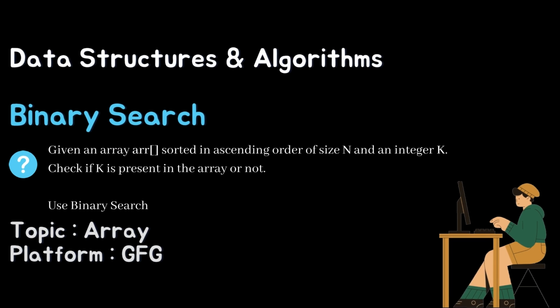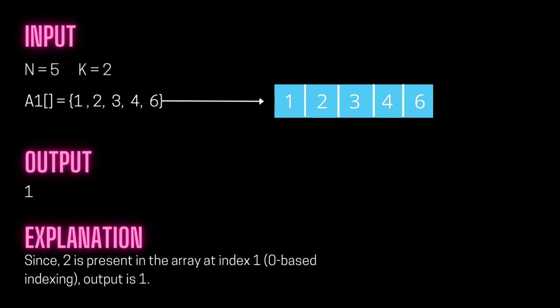Binary search. In this question, we are given an integer k and a sorted array. Our task is to check if k is present in the array or not using binary search. Let's have a look over the input and output of this question.